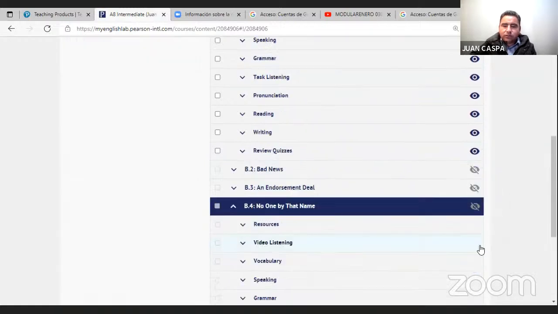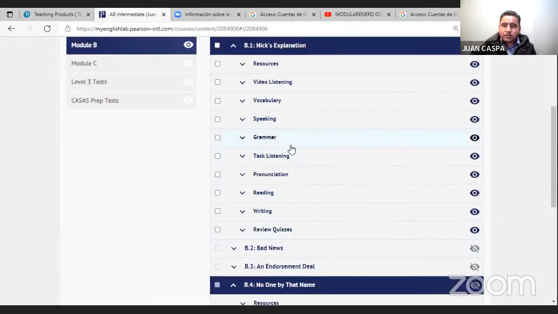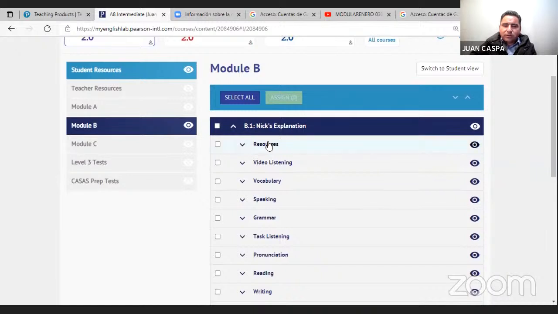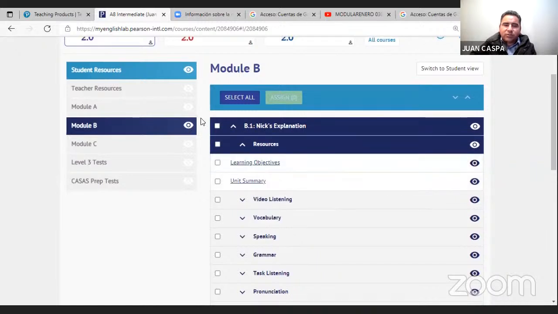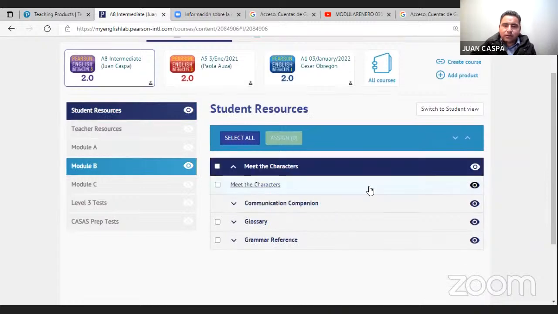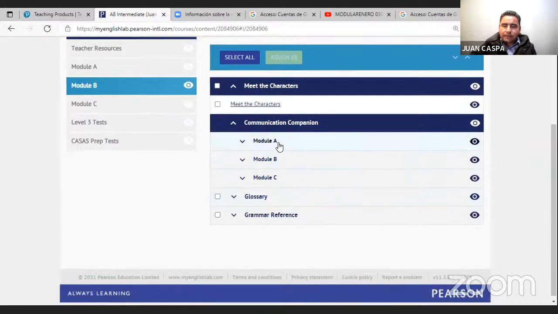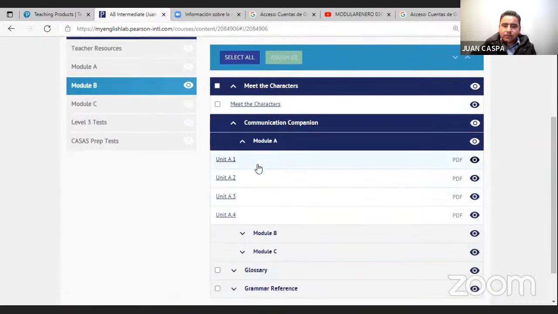So first of all, we're gonna start with this, and also there's gonna be the test. But first of all, this week we're gonna work with this. There are some resources, and you can check out the student resources. Okay, you can click on it. You will explore later. And basically, it's module A, right? You can see what the units are about. You can check out.